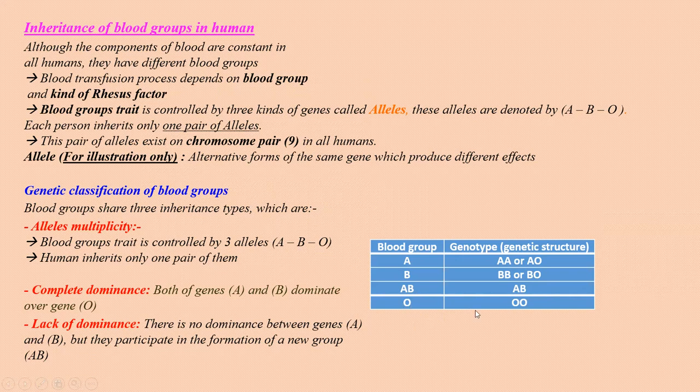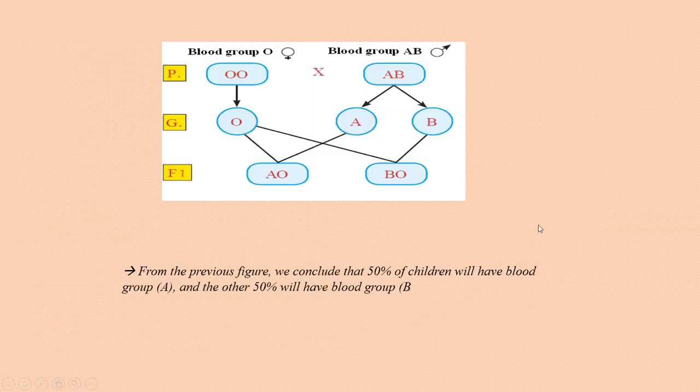While O, which is a recessive gene, I will write as OO. Okay, let's see when blood group O female, this is the structure of the female, crossed with blood group AB male. This is the structure of the male.